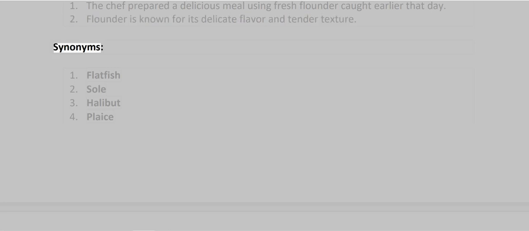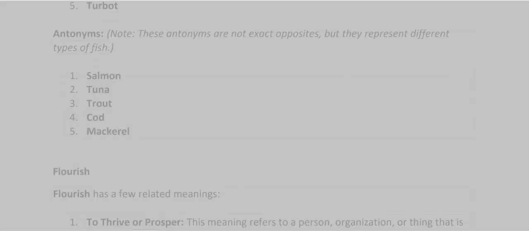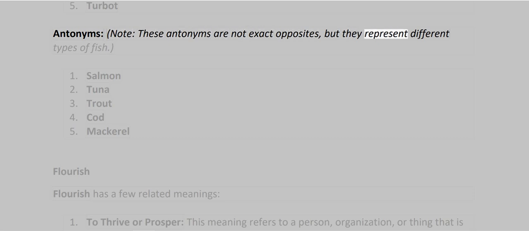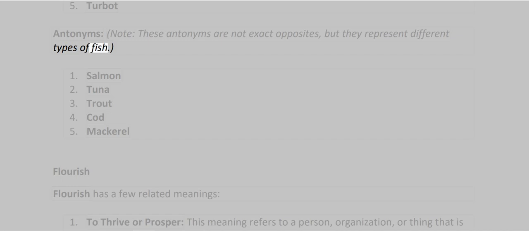Synonyms: 1. Flatfish. 2. Sole. 3. Halibut. 4. Plaice. 5. Turbot. Antonyms: note, these antonyms are not exact opposites, but they represent different types of fish. 1. Salmon. 2. Tuna. 3. Trout. 4. Cod. 5. Mackerel.